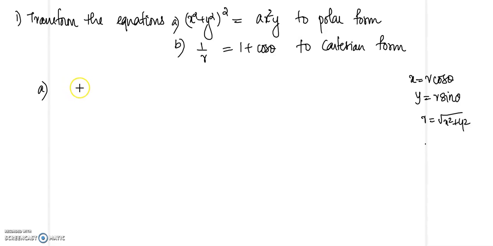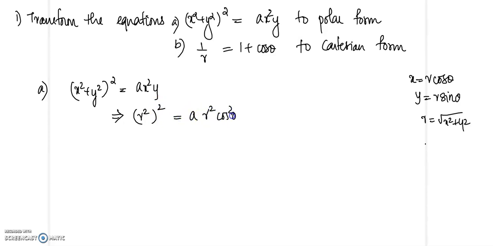So (x square plus y square) whole square is equal to a x square y. That implies now x square plus y square will be r square. So we'll get (r square) whole square equal to a times r square cos square theta into r sin theta. So here you will have r raised to 4 and here we have r cube. So that gives r equal to a cos square theta sin theta. So that is the required equation in the polar coordinates.